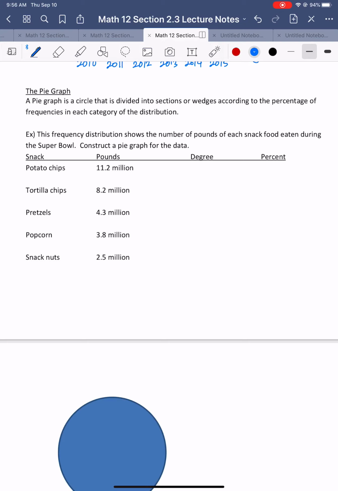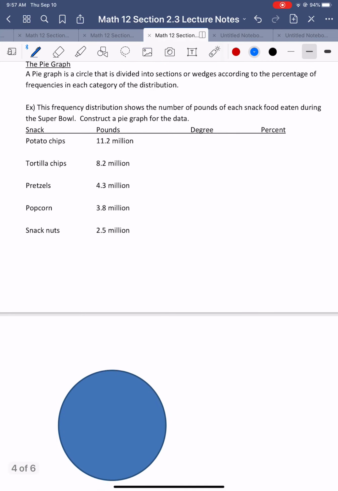Tortilla chips are 8.2 million, pretzels are 4.3 million, popcorn is 3.8 million, and snack nuts are 2.5 million. Okay, so we can put that as degrees and percent. One whole circle makes 360 degrees. If we want to put that as 360 degrees, we need to find out the sum first.